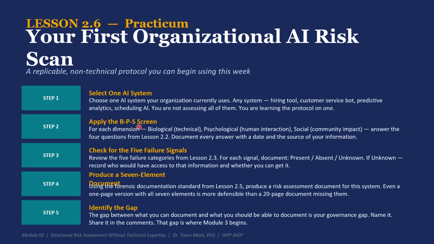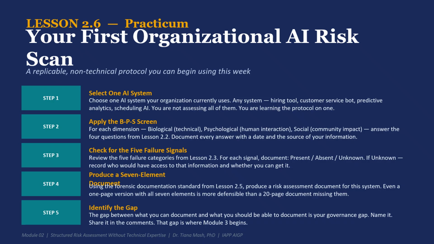and record who would have access to the information and whether you can obtain it. Step 3 is to check for the 5 failure signals for each of the 5 failure categories from lesson 2.3. Mark each as present, absent, or unknown. Unknown is not failure. It is an information gap. And information gaps are governance findings.